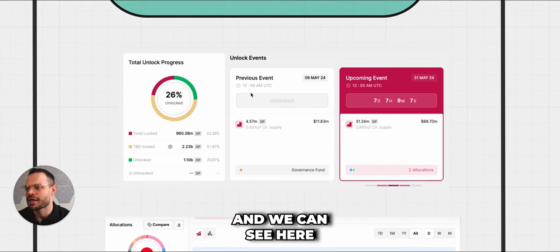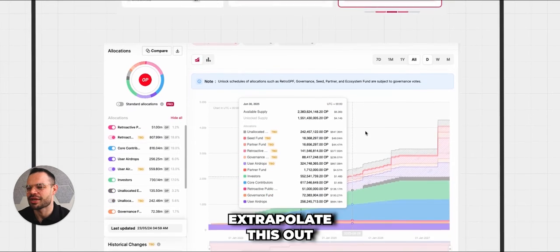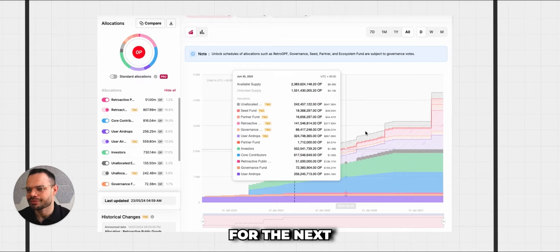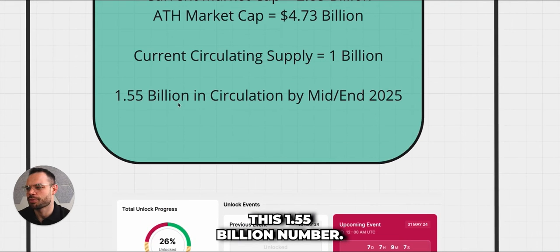And we can see here in terms of token unlocks, we do have an upcoming token unlock event on May 31st, 2024, when we're going to be seeing 31.34 million more Optimism tokens coming into circulation, which is an increase in the supply of about 2.88%. And then if we extrapolate this out for the next 12 to 18 months, we can see by the end of June next year, we should have about 1.55 billion tokens in circulation by that time. So that's where we got this 1.55 billion number.